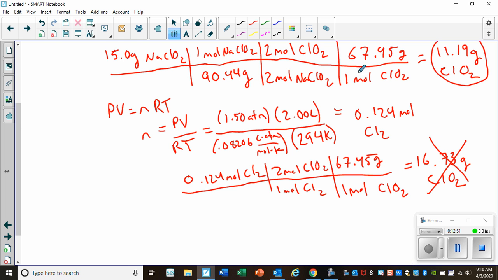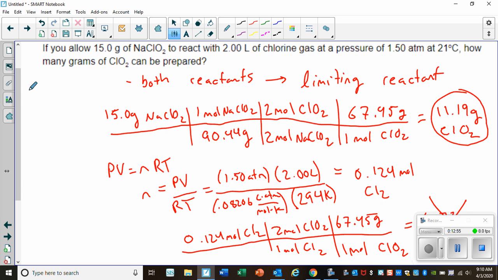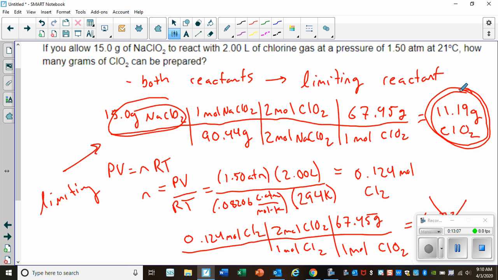It is too big. Our top value there, the sodium chlorite, is going to run out first. This is our limiting reactant. And as such, this 11.19 grams is our maximum produced.